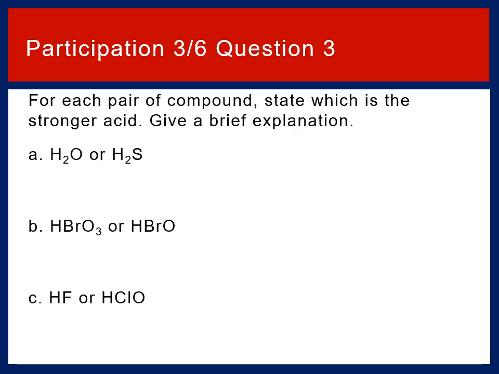Participation 3.6, question 3. For each pair of compounds, state which is the stronger acid. Give a brief explanation. A, H2O or H2S; B, HBrO3 or HBrO; and C, HF or HClO. This is the third question on participation 3.6, due Friday, March 6th at 11:59 p.m. over on Blackboard. The link to the assignment is right below the links to these videos. Again, for each pair of compounds, state which is the stronger acid. Give a brief explanation.